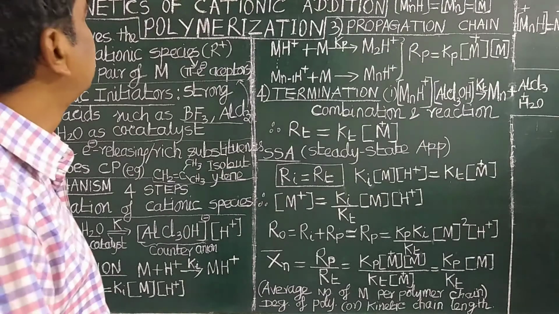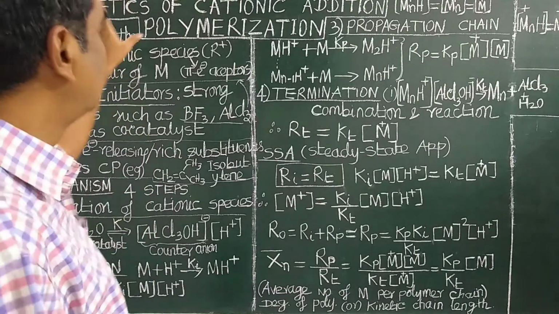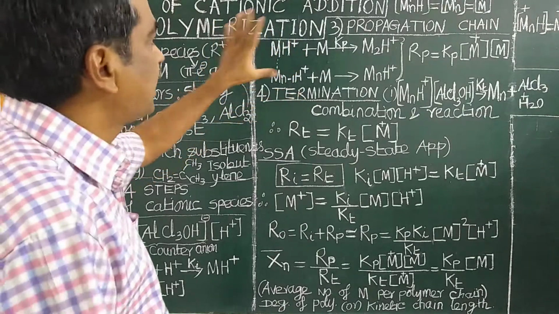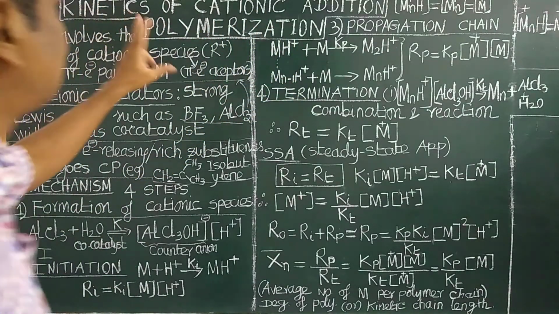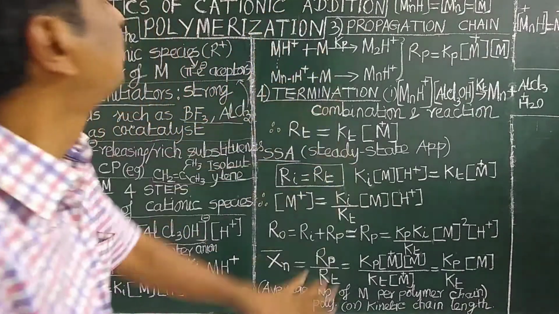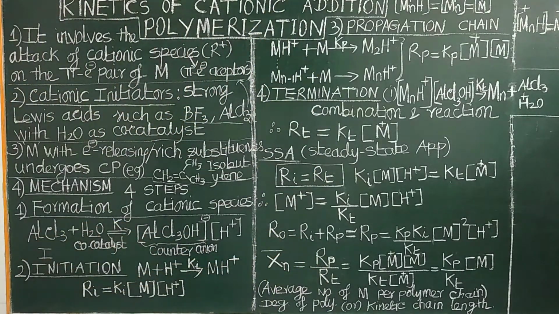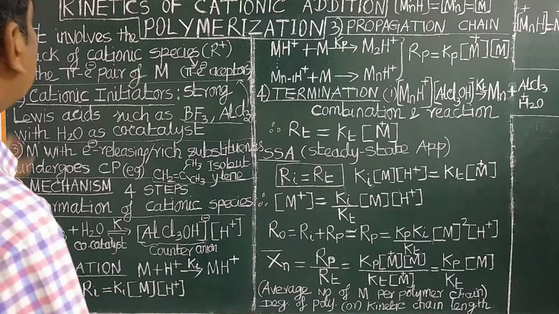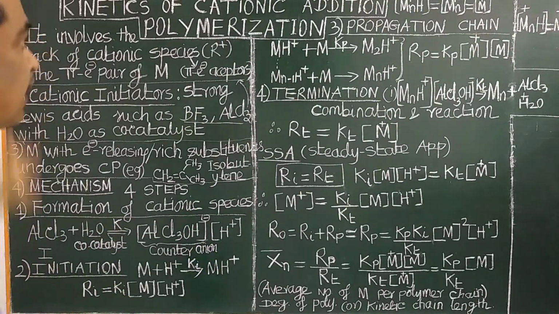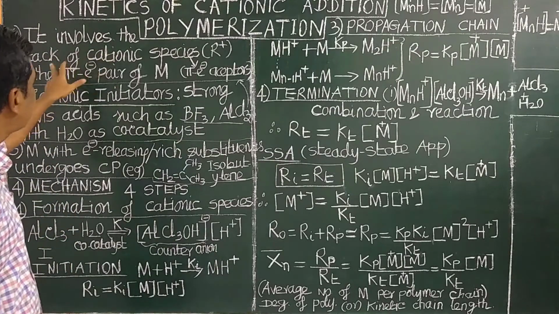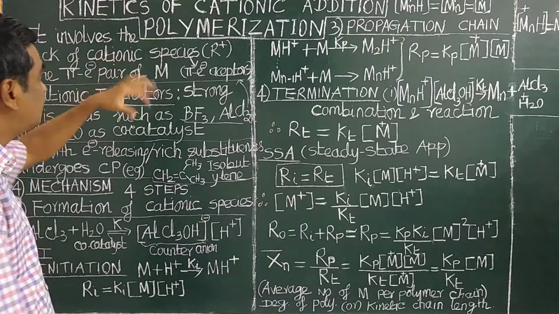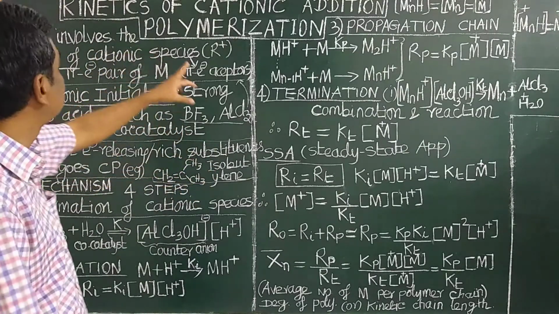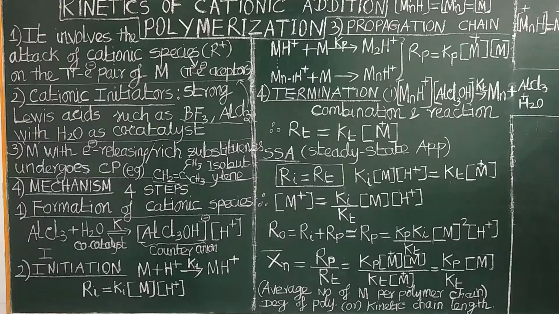Good morning. In this class, we will study the kinetics of cationic addition polymerization reaction. This is very similar to free radical addition polymerization reaction, so please watch the free radical addition polymerization. Now let us see the mechanism. It involves the attack of cationic species, whereas in free radical reaction, free radical species attacks the monomer.